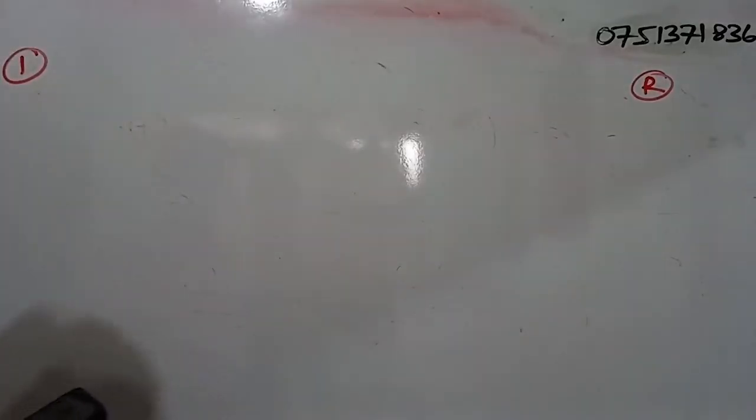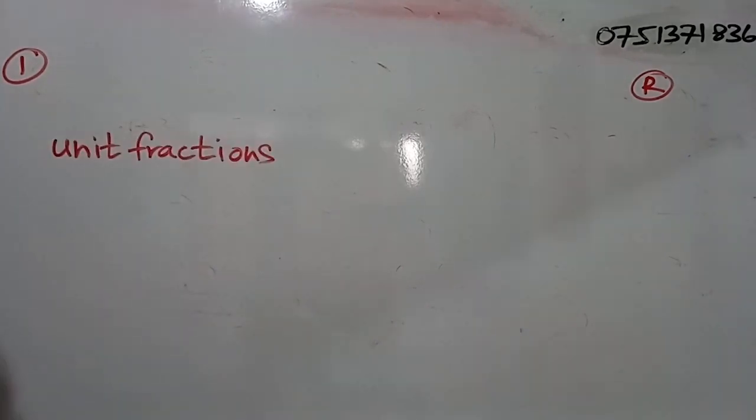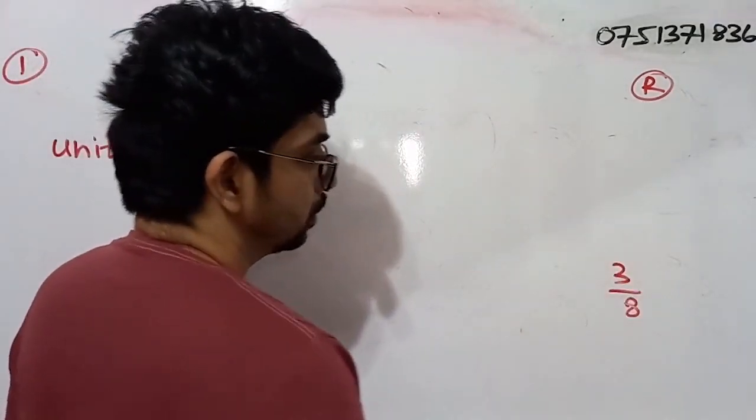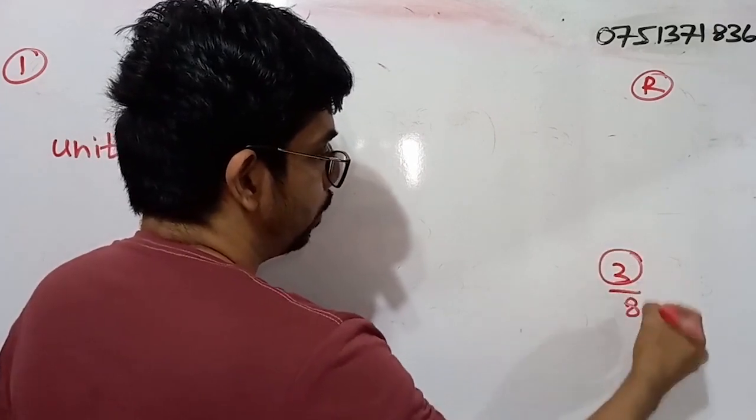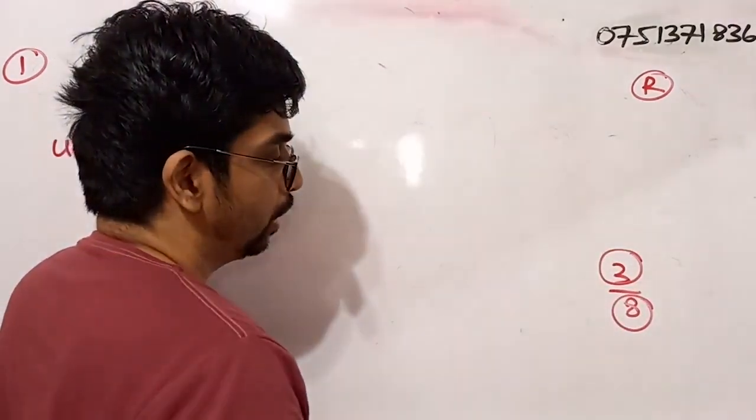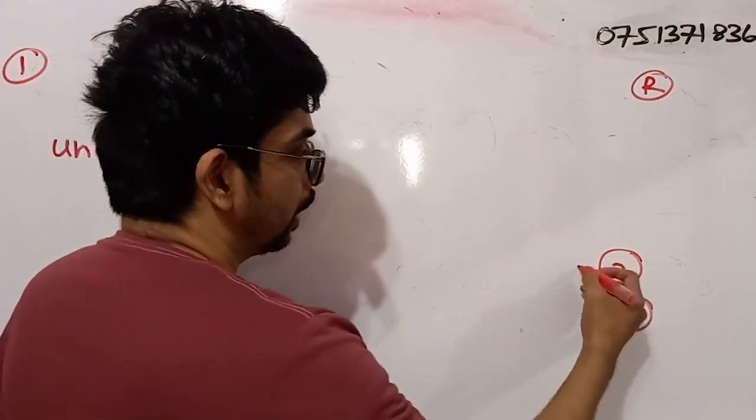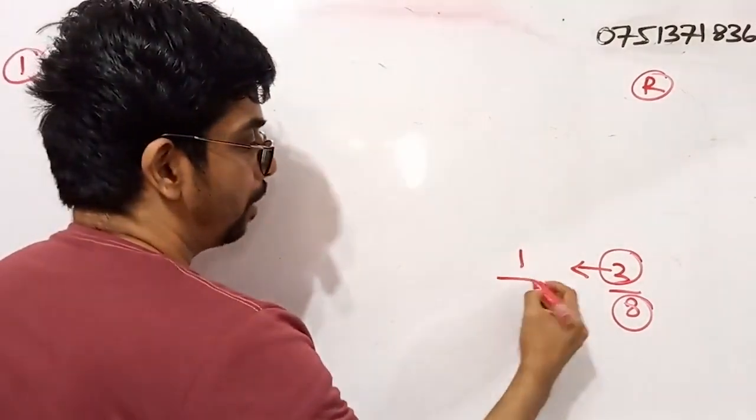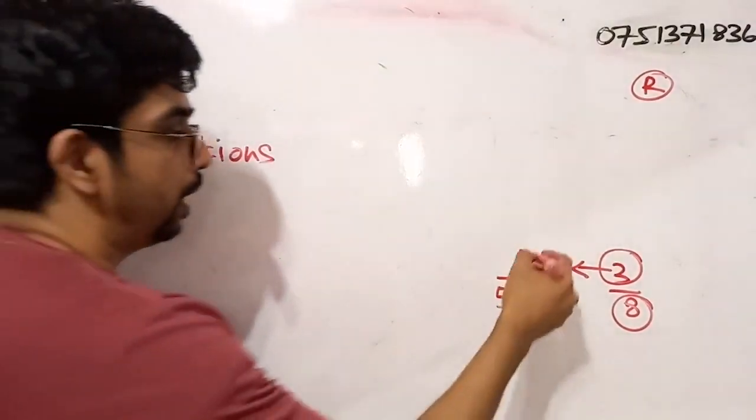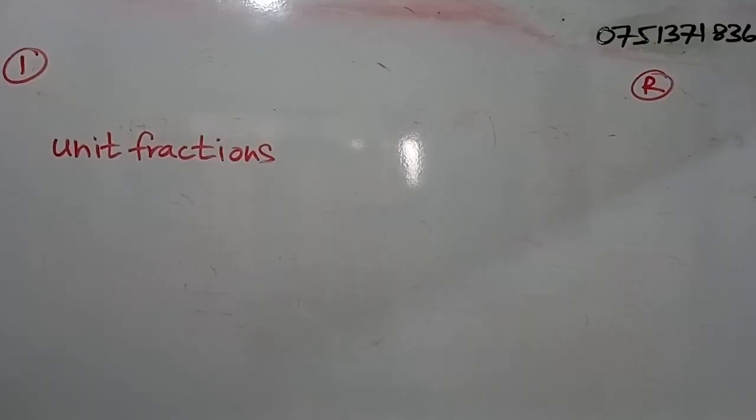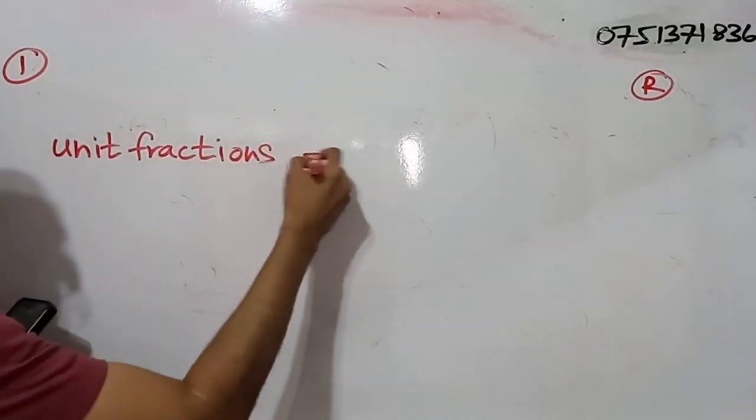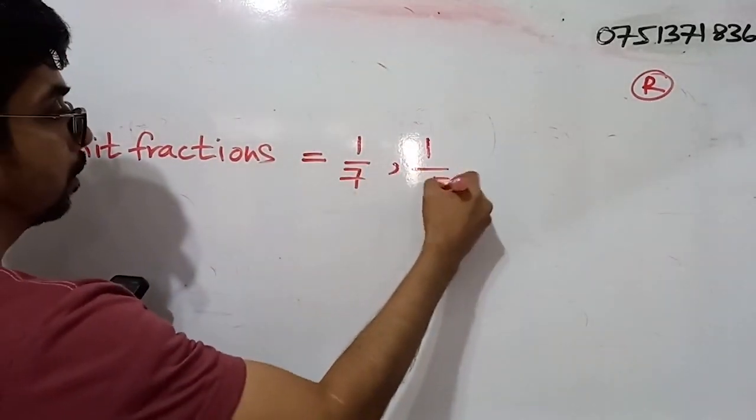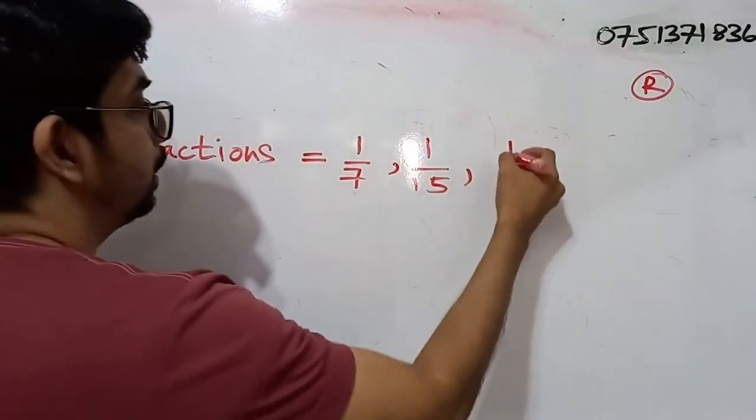So first of all we have unit fractions. So unit fractions are what? When we think about a fraction like 3 by 8, this is a fraction, this is the numerator, this is the denominator, right? In unit fractions, the numerator is always 1, something like 1 by 50. Okay, what are those fractions? So we have 1 by 7. Then we have 1 by 15. Then we have 1 by 3.